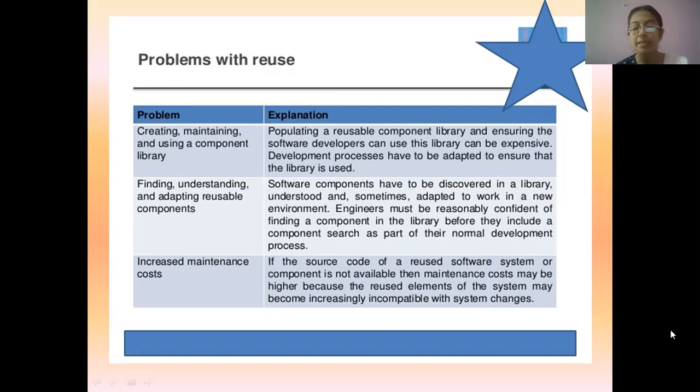Next is increased maintenance cost. If the source code of a reused software system or component is not available, then maintenance cost may be higher because the reused elements of the system may become increasingly incompatible with system changes.